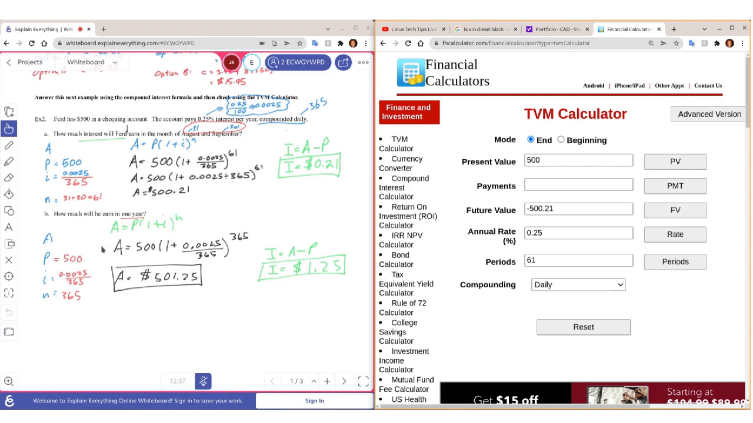Okay, so now let's go and do it for B. So for the number of compounding periods for B is 365 because we're going to spend an entire year doing that compounding. So we're going to put 365 this time. And now we're going to click the future value again, and we'll check to see if we get the right answer. 501.25. Boom. Perfect answers. And that's how we use our TVM calculator.